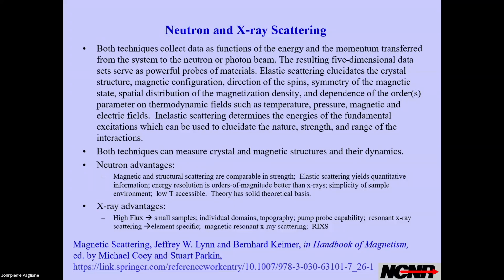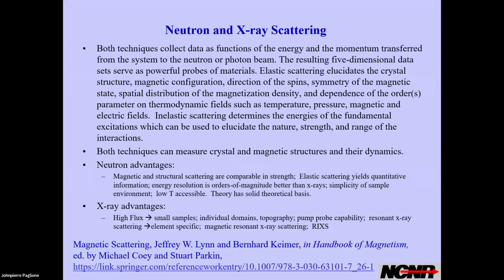And then for neutrons, the sample environment tends to be a lot simpler. You can use aluminum to make sample holders and things. Neutrons basically go right through aluminum. And so you can make your cryostats or furnaces very easily.